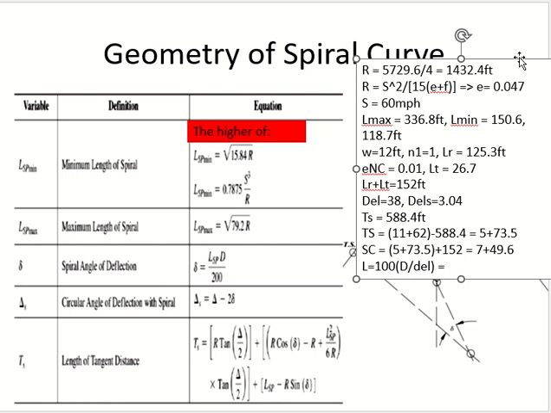Okay. So total was 38. From 38, you will subtract 2 times the delta S, the small delta. So 38 minus 2 times 3.04 gives 31.92. Okay, so I will use this one in the length equations.